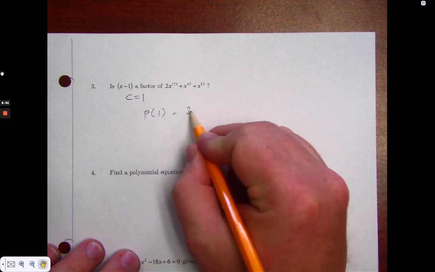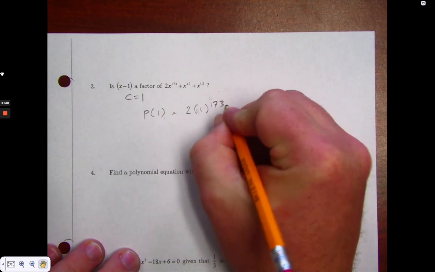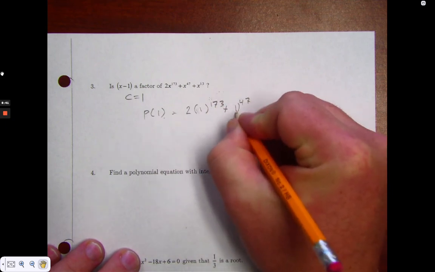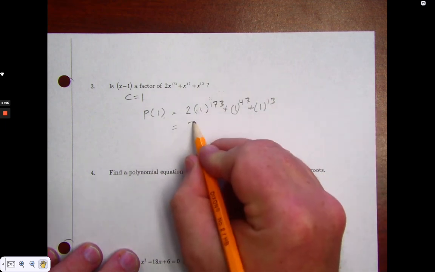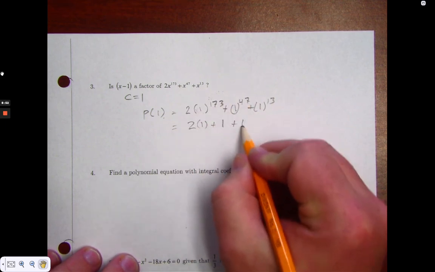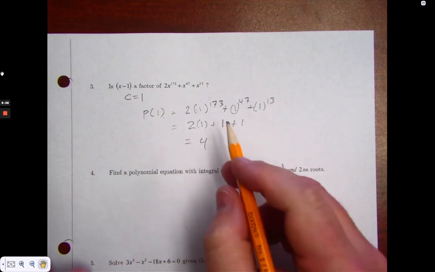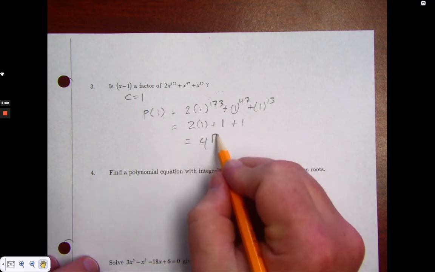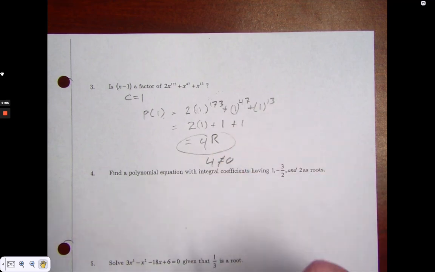So that would be 2 times 1 to the 173rd plus 1 to the 47th plus 1 to the 13th. Well, that really is just 2 times 1, because 1 to any power is just 1, plus 1 plus 1. So that gives us 4. So that means our remainder is 4. Does it work? Well, no, right? 4 does not equal 0, and the remainder has to be 0 for it to divide out evenly. So the answer is no.